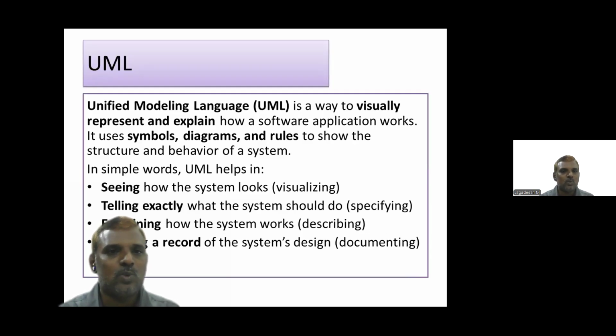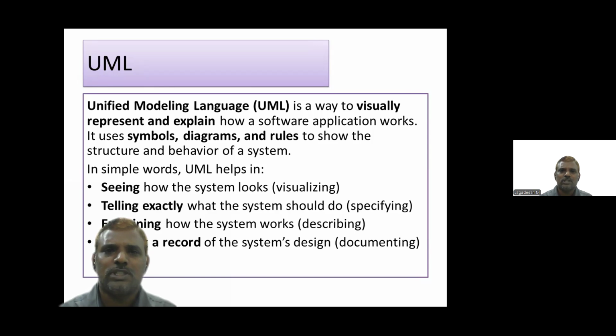First, I will explain what is UML, right? UML stands for Unified Modeling Language. Remember, this is a modeling language. It is not a programming language. And why are we using this Unified Modeling Language, in short, UML?